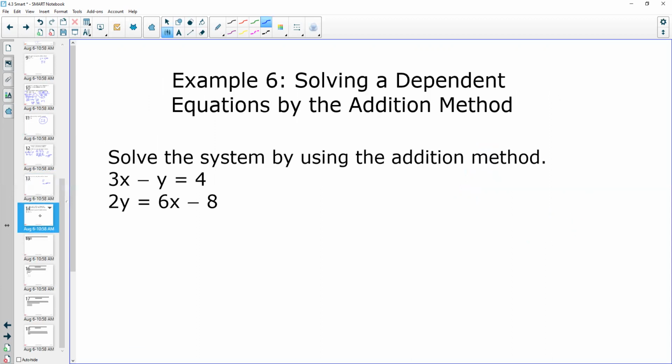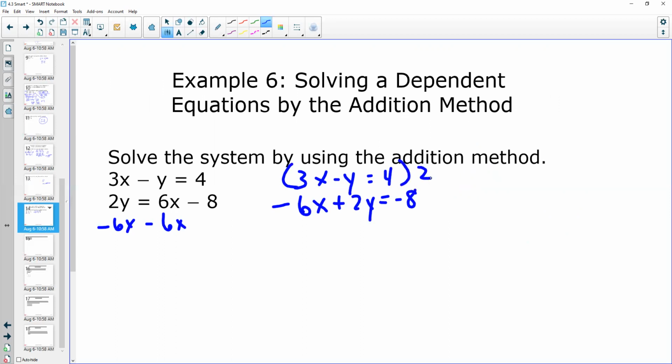All right, let's try this one. The first thing I can see is that I need to reorganize a little bit. I need to move the 6x to the other side. So then I'm going to have 3x minus y equals 4 and negative 6x plus 2y equals negative 8. Now I'm going to decide what to get rid of. I'm going to get rid of the x's, so I'm going to multiply the top by 2. If I multiply the top by 2, I get 6x minus 2y equals 8.